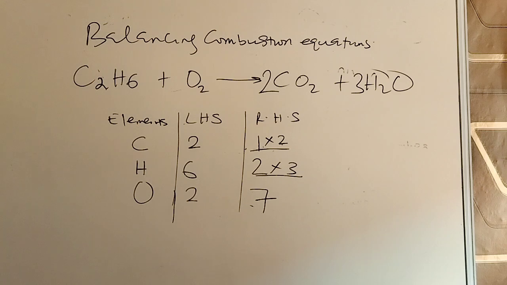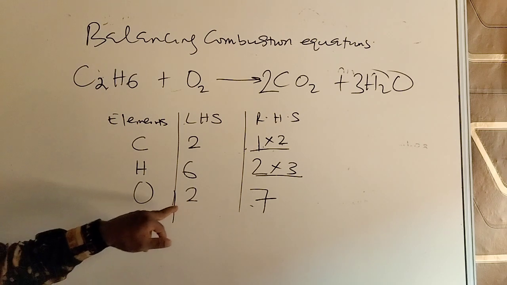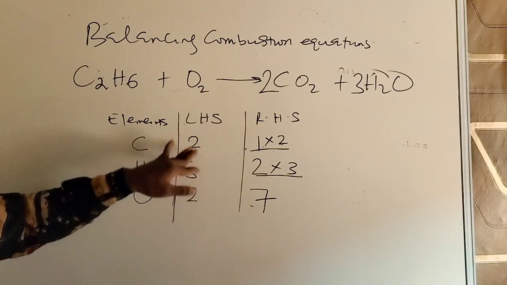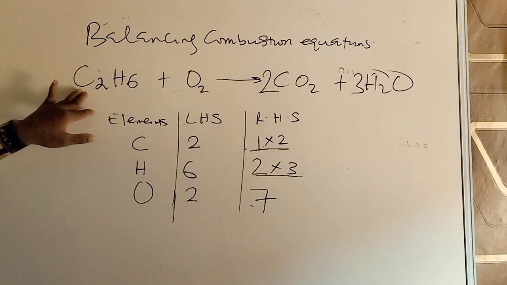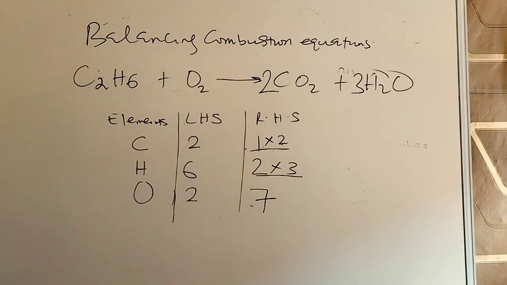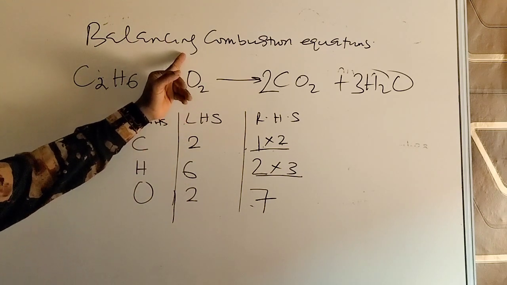So what do we do? We ask ourselves, is there a number that can apply to this to give us 7? No. There's no whole number like that. Then this oxygen on the left-hand side, we check it on the equation. Is it on its own? Yes. It's on its own. It's not with another substance. That means any number I put here will only affect oxygen.